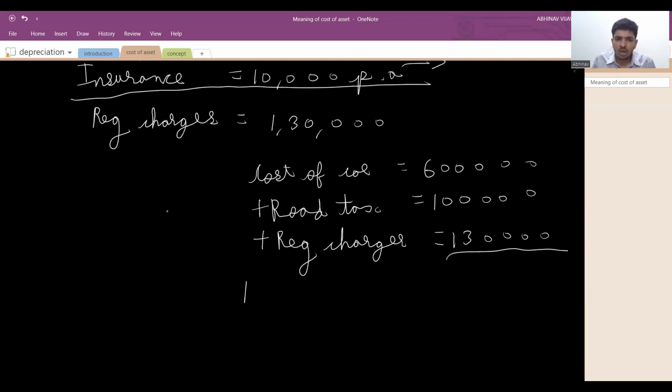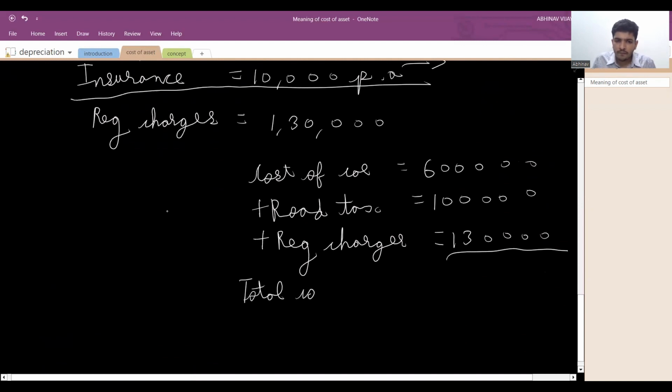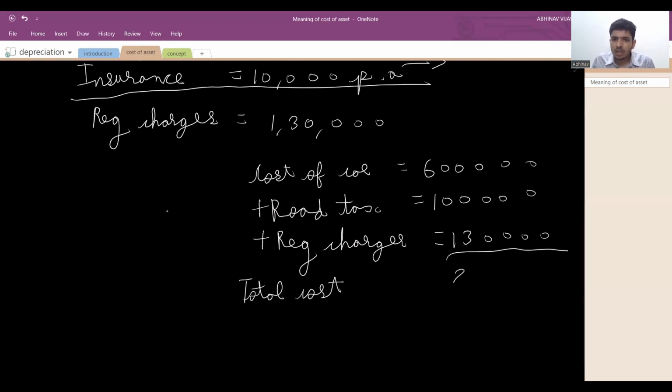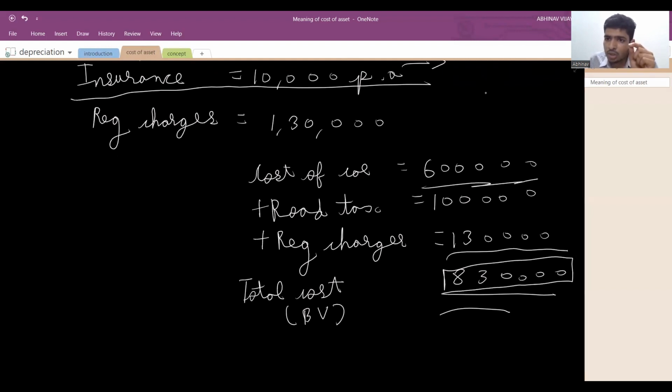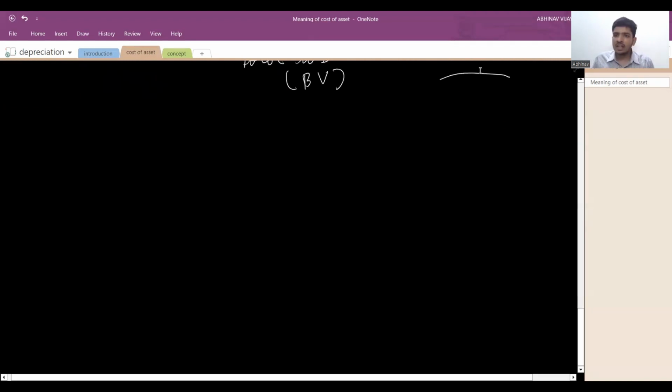So the total cost is 7 lakhs and 8 lakh 30,000 rupees. So this is the total cost of the asset, that is the car. Now, before we go to the next step, when I say total cost, what does it mean? It means when you bring the asset, this value should be entered into your books, not that value. The value of the car that will be brought into the books is 8 lakh 30,000 rupees.